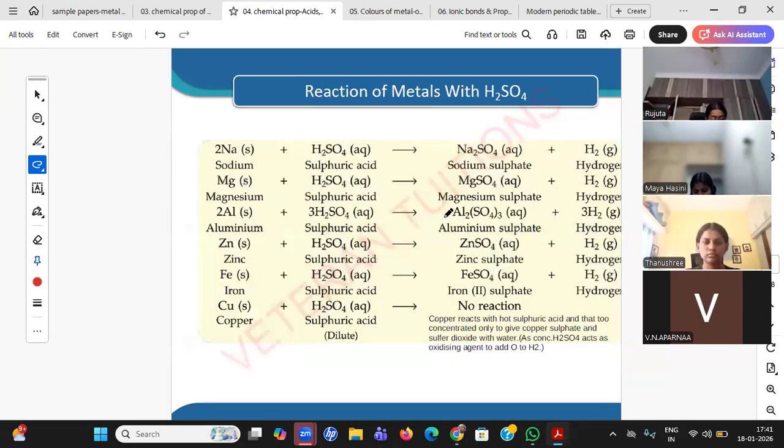Okay, you see here, Cu plus H2SO4. What she just asked, copper sulfate. Copper reacts with hot sulfuric acid, that too concentrated only. That's the reason we said some exception is there. As per the reactivity series, it should not react. But if I heat it, if I make it concentrated, there is a chance that it will react. Okay, understood, Rujita?